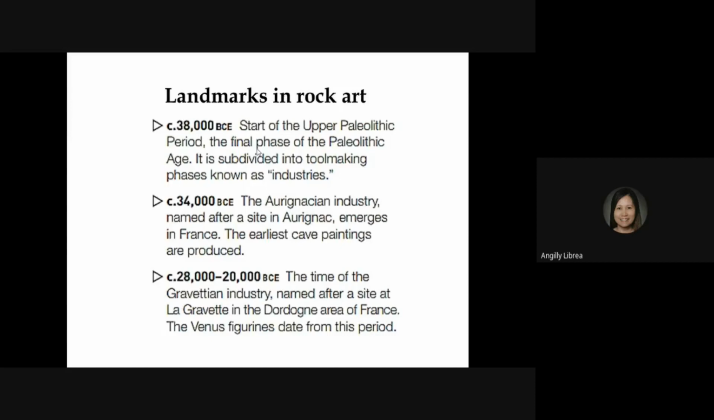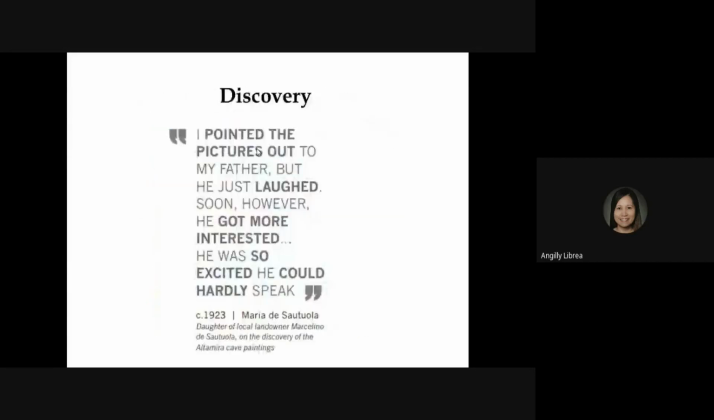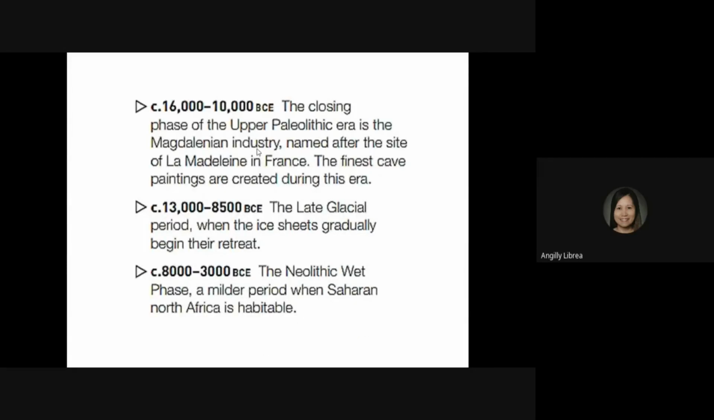Then the next one is dated 28,000 BCE, the time of the Gravettian industry, named after a site of La Gravette in the Dordogne area of France. And then 16,000 to 10,000 BCE, the closing phase of the Upper Paleolithic era is the Magdalenian industry, named after the site of La Madeleine in France. The finest cave paintings were created during this era. Then after that is 13,000 BCE, the late glacial period when the ice sheets gradually begin to retreat. And then following that is the Neolithic wet phase, a milder period when Saharan North Africa is habitable.